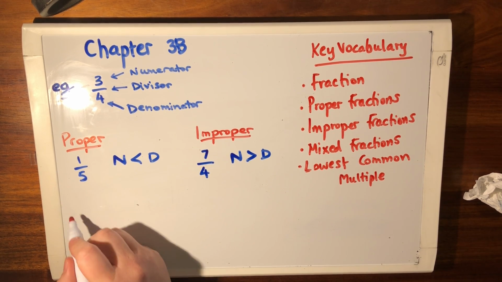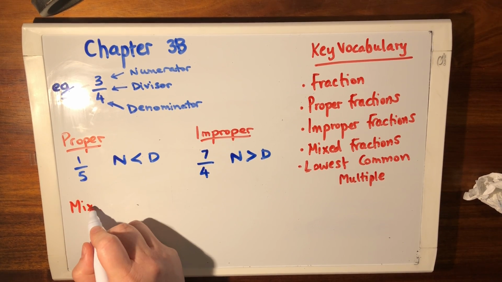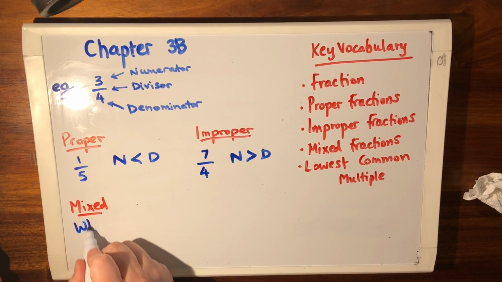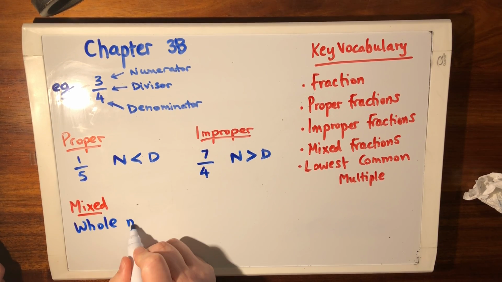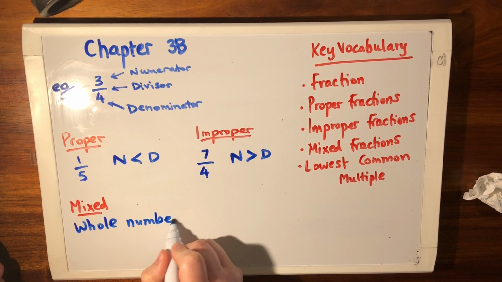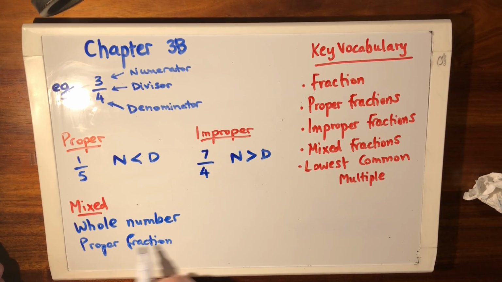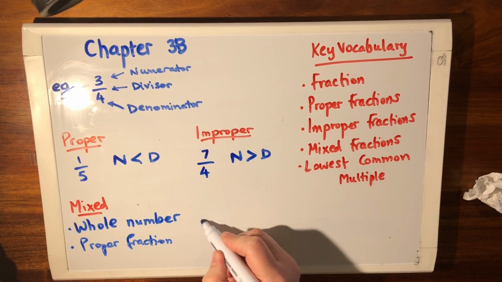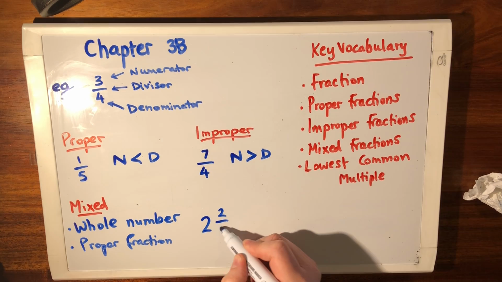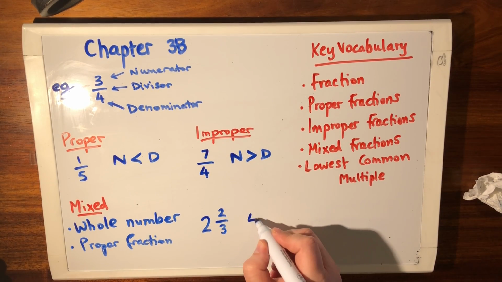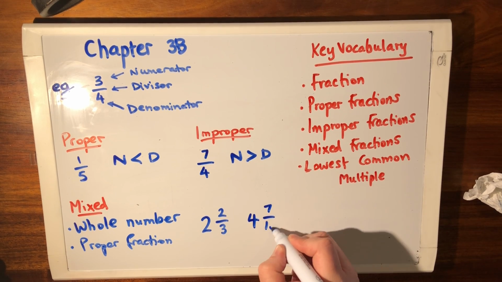Let's look at mixed fractions now. A mixed fraction includes 2 things. It includes a whole number, and it also includes our proper fraction. So an example of this would be 2 2/3. Or another example might be 4 7/10.